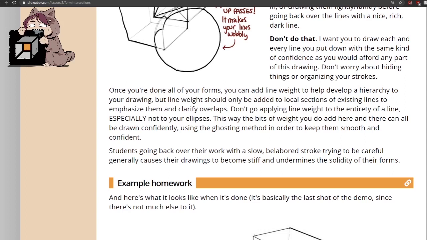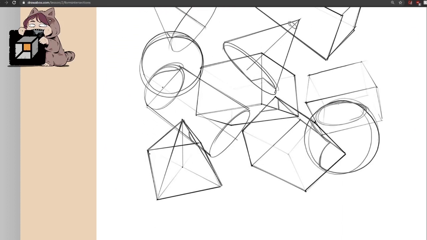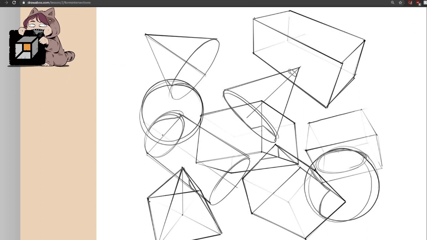Students who go back over their work with a slow, belabored stroke, trying to be careful, generally cause their drawings to become stiff and undermine the solidity of their forms. And then this is kind of what it looks like. Very scary.